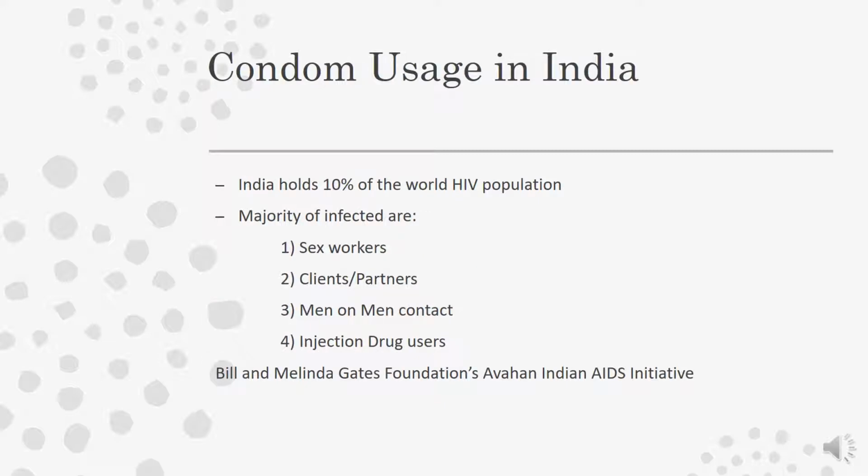So first, let's talk about condom usage in India. India holds 10% of the world's HIV population. This comes from the commercial sex industry. The majority of these infected individuals include sex workers, the clients and partners of these workers, men-on-men contact that may occur, and injection drug users such as heroin users. The Bill and Melinda Gates Foundation started the Avahan Indian AIDS Initiative in 2003, which we're going to speak on next.